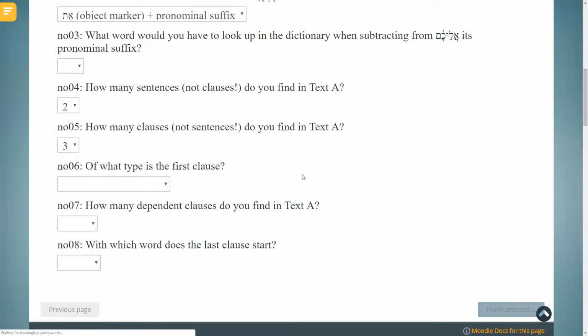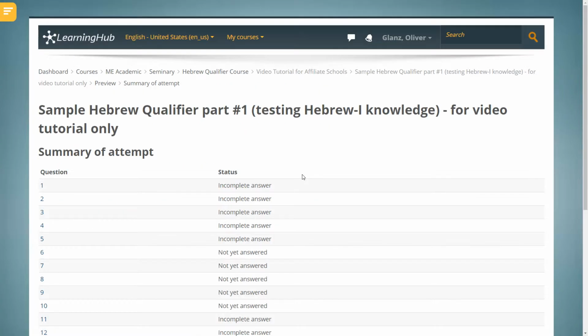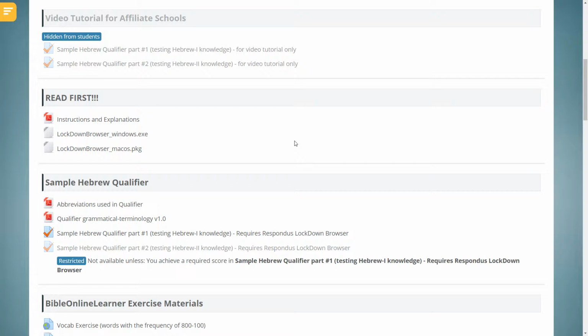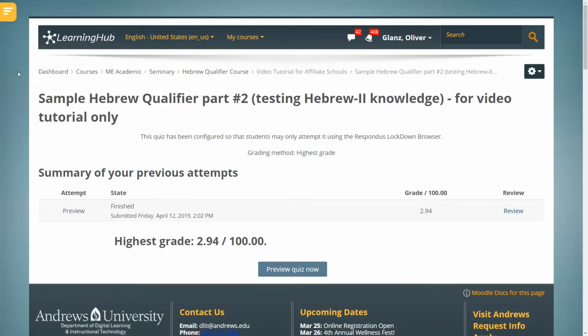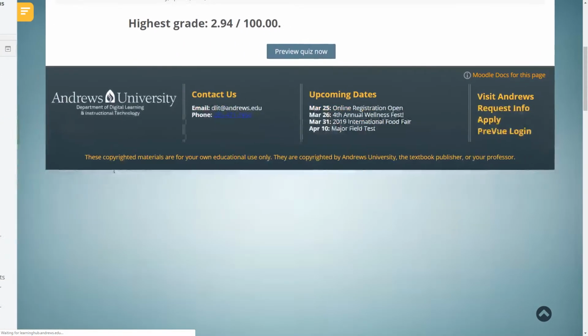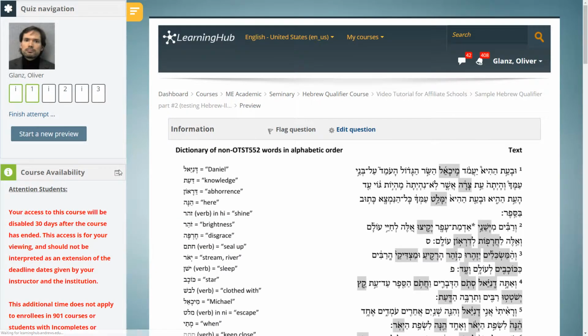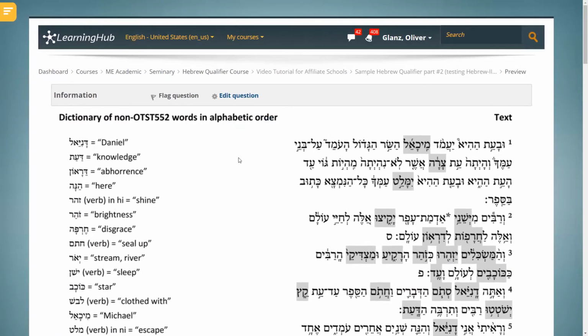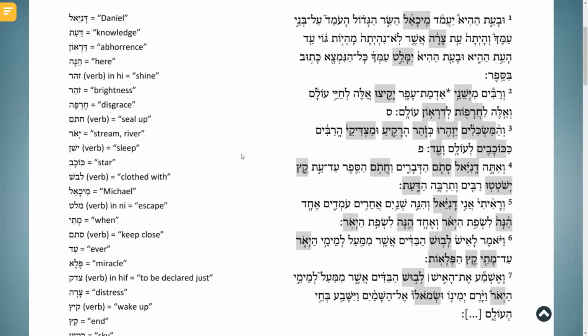Okay, so that's the first part of the qualifier. Basic Hebrew 1 knowledge is tested. Once they have received 75 or more points out of 100, they get access to the second part. So let us quickly run through the second part. The second part consists basically just of a long text. The text can be between 7 and 12 verses.